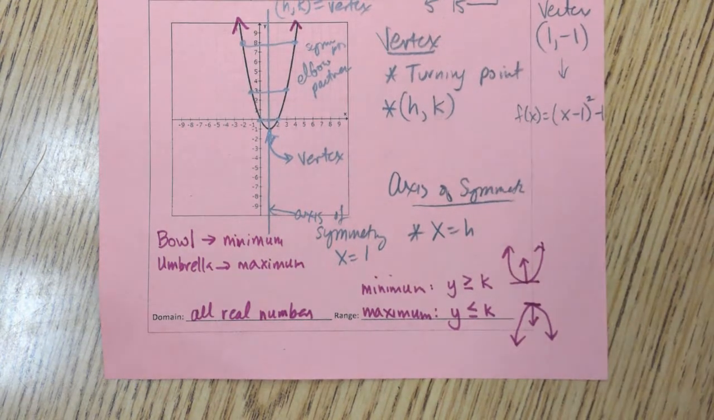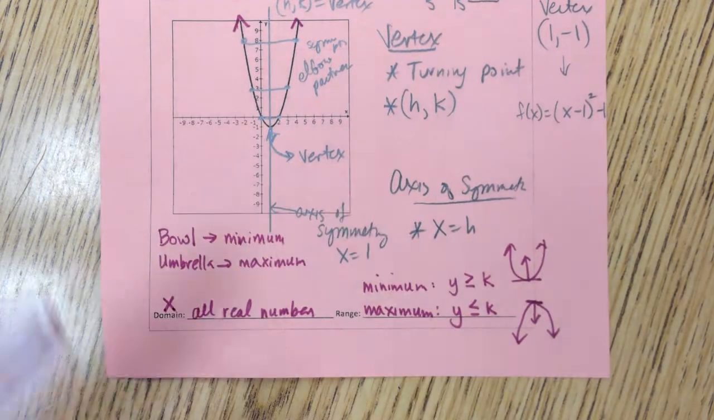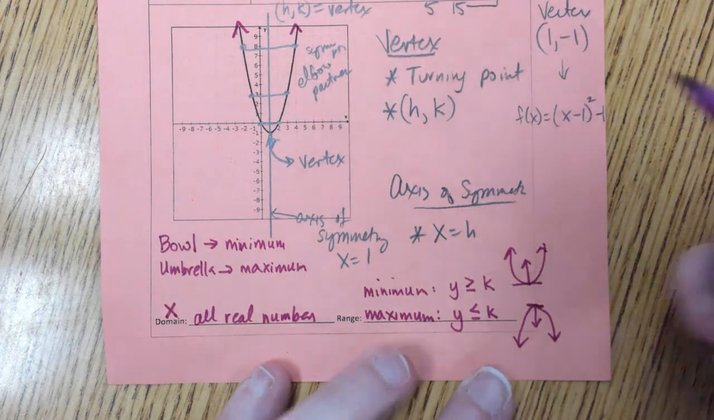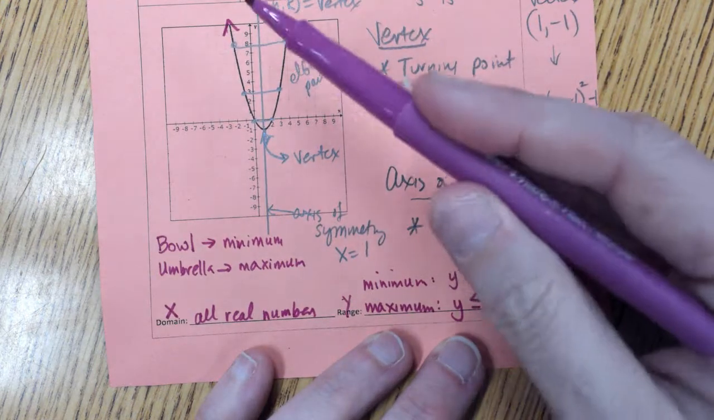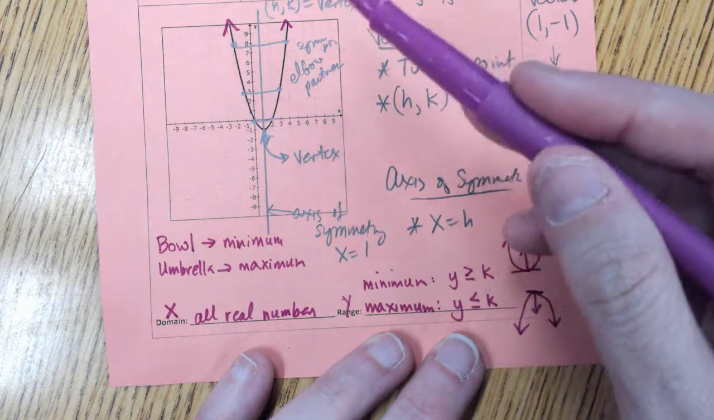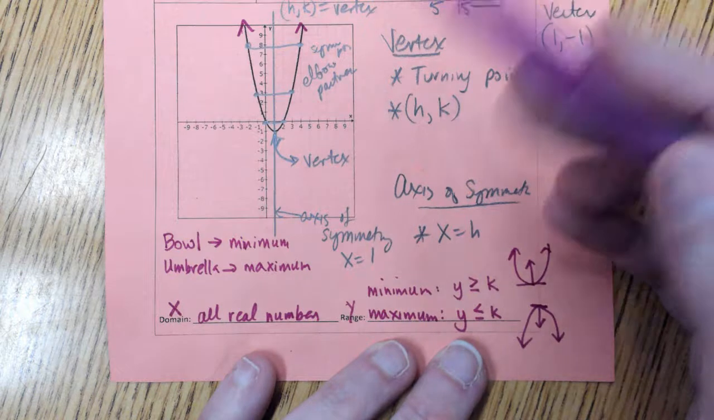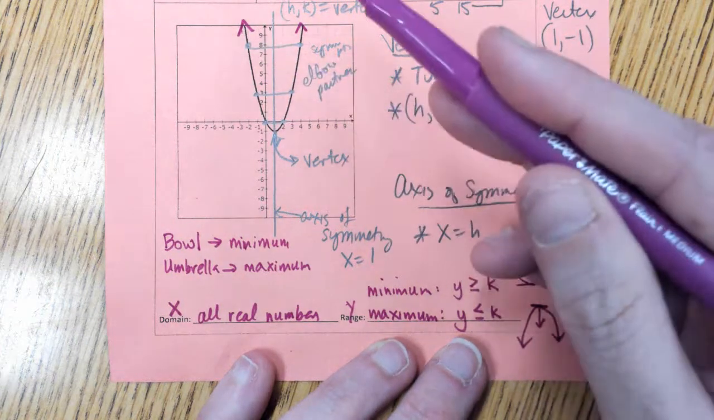That's it. Remember, our domain is all of the x values that are acceptable, and for a graph, it's all real numbers. My range is not all real numbers because it's restricted by the fact that my parabola turns around and goes the other way, because it sees the bad guy and says, oh no, I don't have any part of that, and goes the other direction. So it doesn't keep going down. It turns around and goes the other direction.